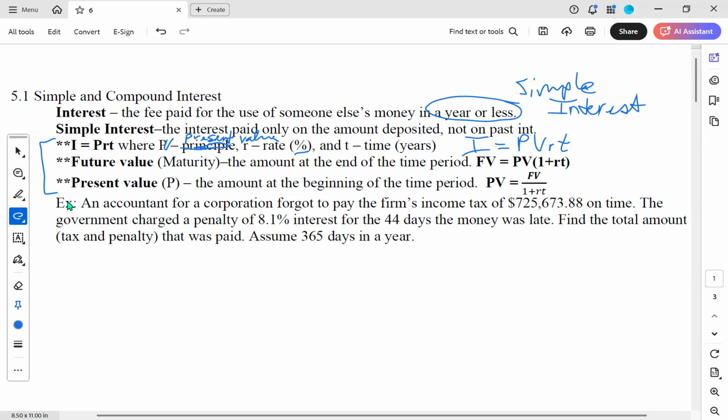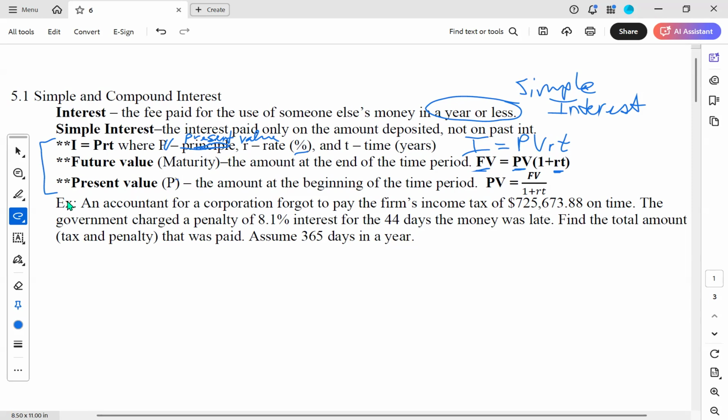Future value, that means the amount down the road, or at the end of the time period. So FV stands for future value. Looking here, PV is present value, just like before. R is still your rate, T is still your time. So R and T will be the same as we go through all these formulas in chapter 5. Same thing with FV, PV, all these letters will be similar in each of the cases.